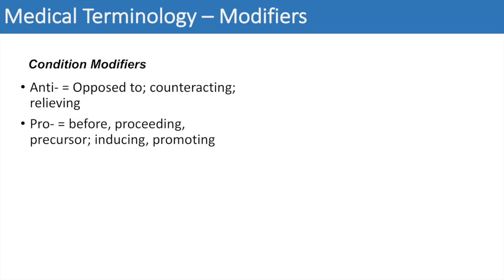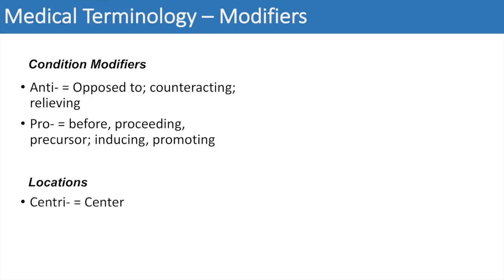The next one is pro, which means before, preceding, or precursor, but it also has another meaning, which could mean inducing or promoting. So you can think of before or preceding as progenitor cells. And for inducing or promoting, you can think of pro-inflammatory, something that's actually causing or inducing inflammation.